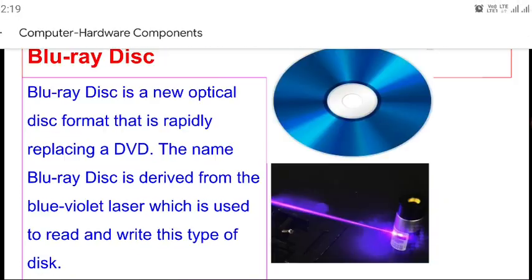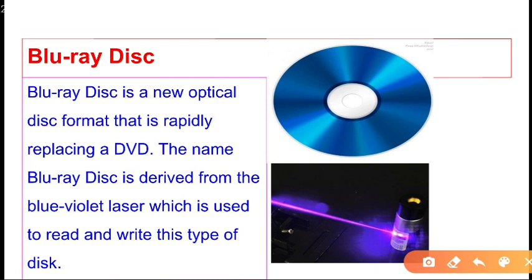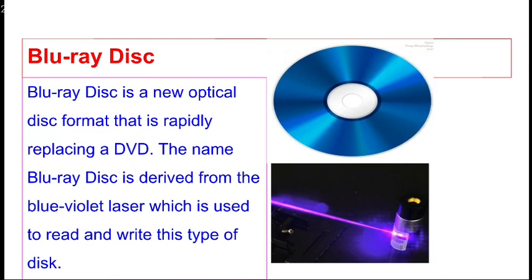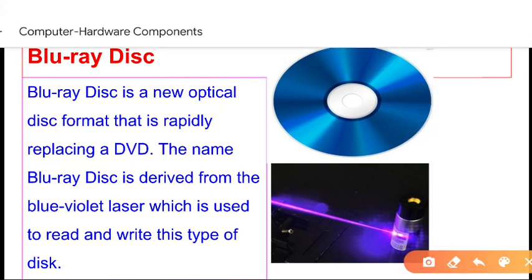Let's talk about the next type of storage device, that is called the Blu-ray disc. So this is a Blu-ray disc. Blu-ray disc is even better than DVDs. Blu-ray disc is a new optical disc format that is rapidly replacing DVD. So nowadays DVDs are being replaced by Blu-ray discs. We will come to know in a short time why.